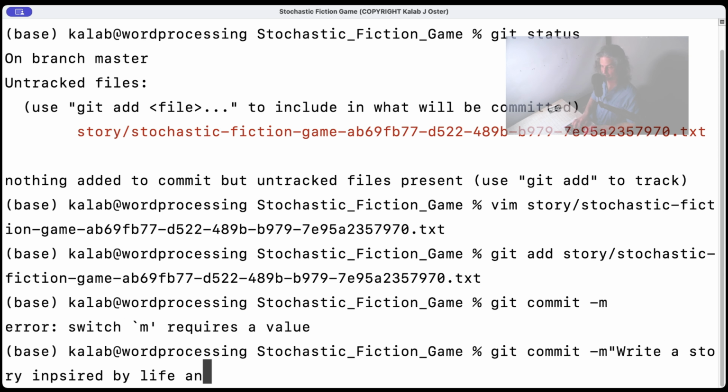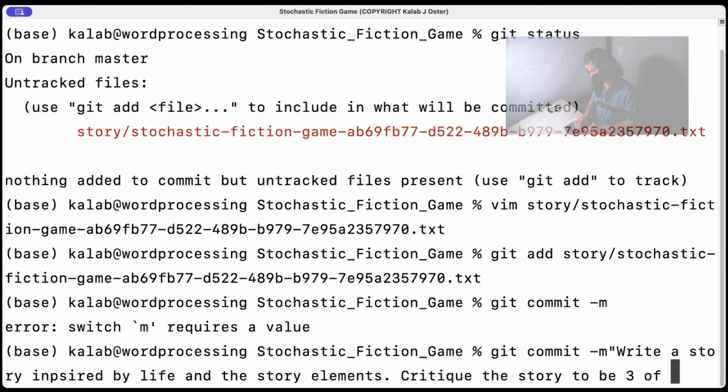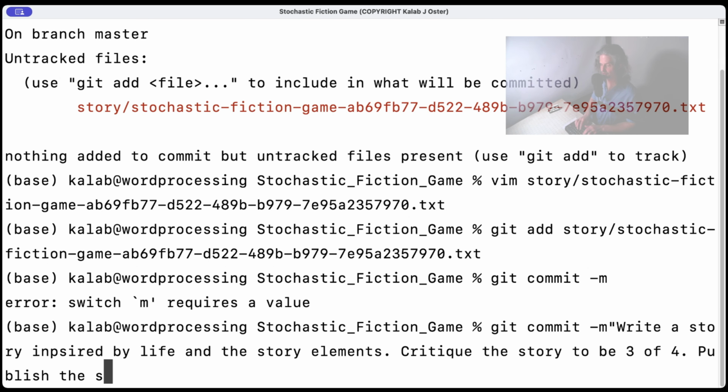Life and the story elements. Write a story inspired by life and the story elements. Critique. Story to be 3 or 4. Publish this story, the state of the story.